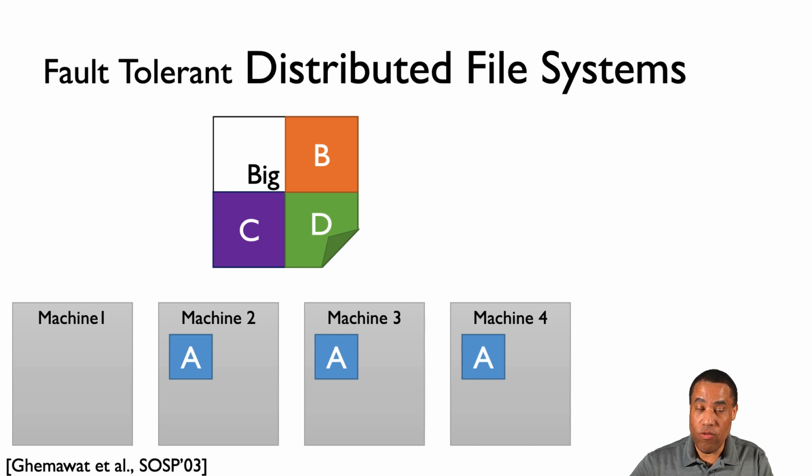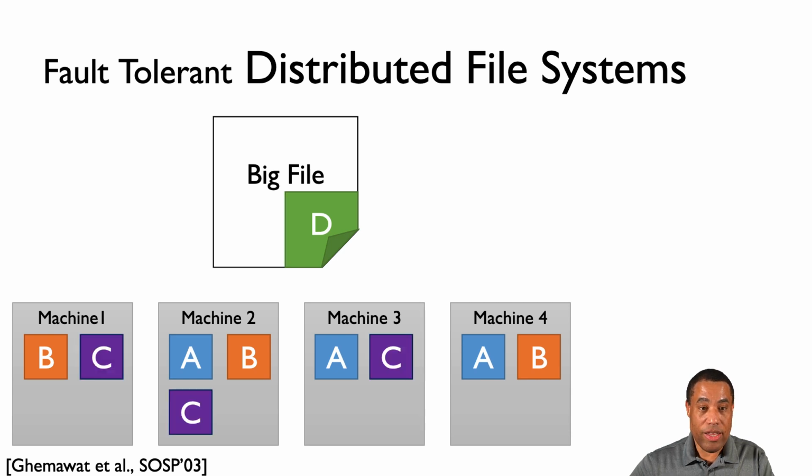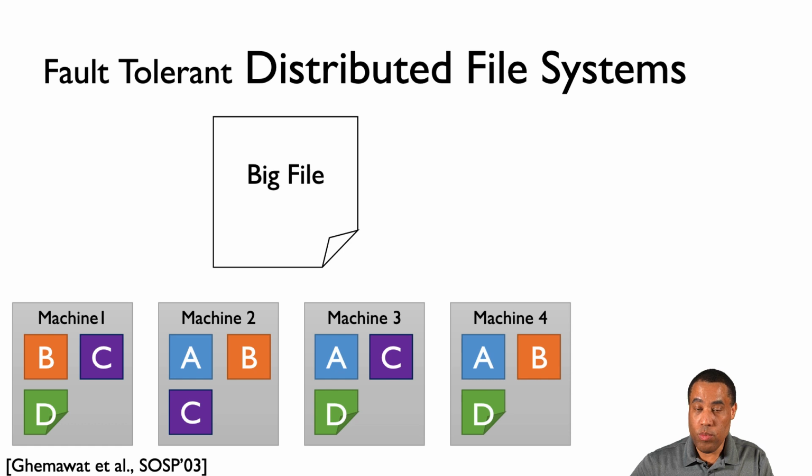So for each of the pieces of our file, we're going to divide it up and put it on a different set of machines. So we'll take B and we'll put our 3 copies on machine 1, machine 2, and machine 4. And then we'll take C and we'll put our 3 copies on machine 1, 2, and 3. And we'll take D, make 3 copies of it, and put it on machine 1, machine 3, and machine 4.